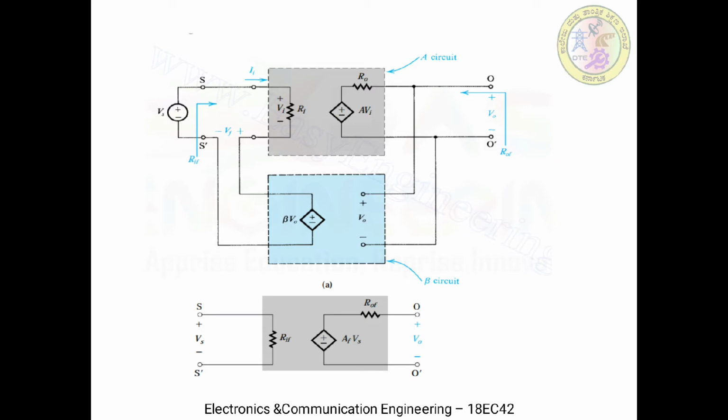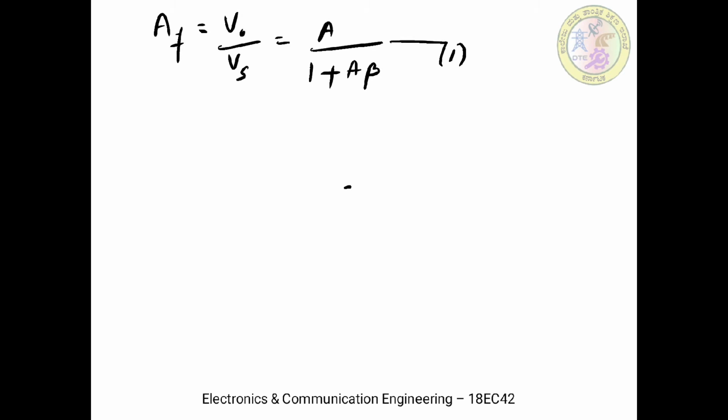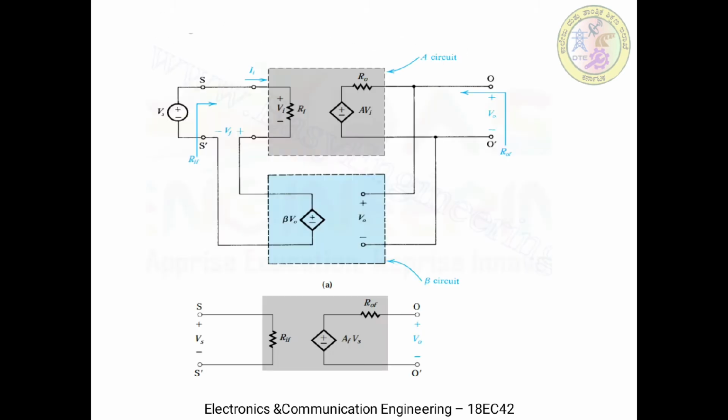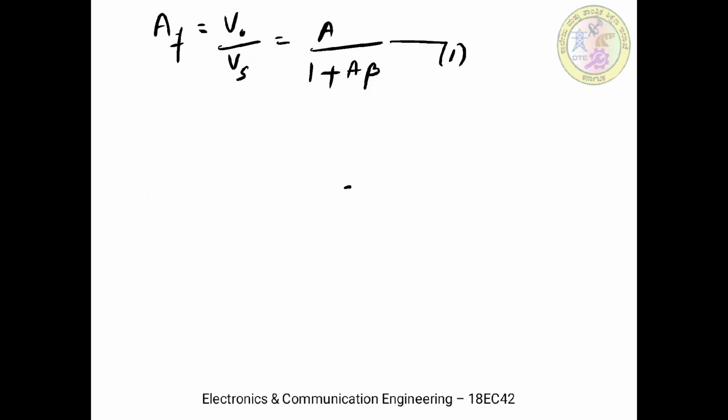So we know that AF in the model, AF represents the gain in presence of feedback. It is equal to V0 by Vs, and this is nothing but A divided by 1 plus A beta. Let us take this as equation 1. So you can refer back here: V0 is the output voltage, Vs is the source voltage, and that is equal to A by 1 plus A beta.